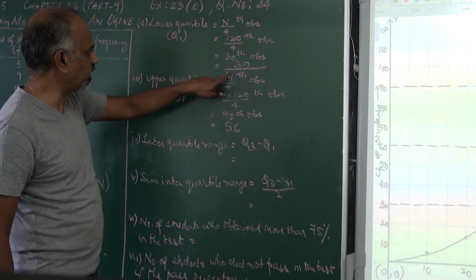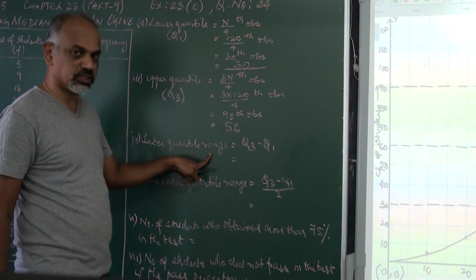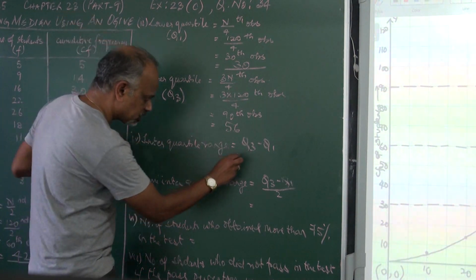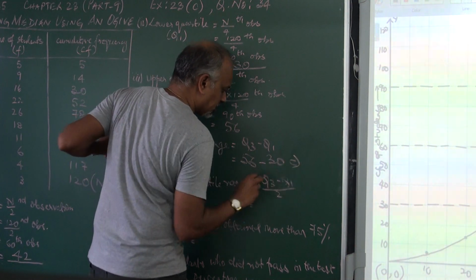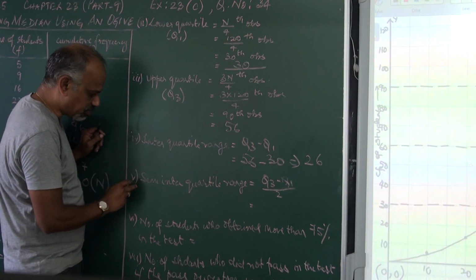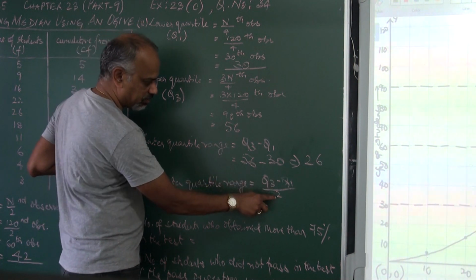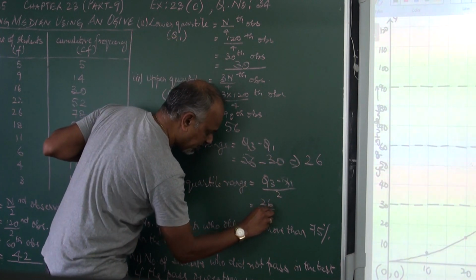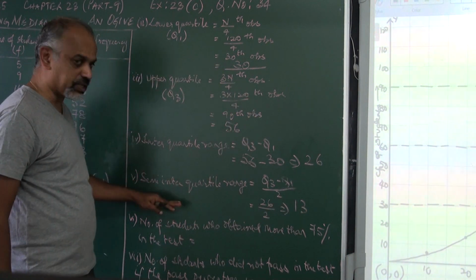So we found the lower quartile, which is 30, and the upper quartile, which is 56. Now the interquartile range is the difference between the upper quartile and the lower quartile. Upper quartile value 56 minus lower quartile value 30 should give you 26. That's found. The fifth subdivision is the semi-interquartile range. That is the interquartile range divided by 2. The interquartile range value that you got is 26. So 26 divided by 2 should give you 13. So five subdivisions we have done.